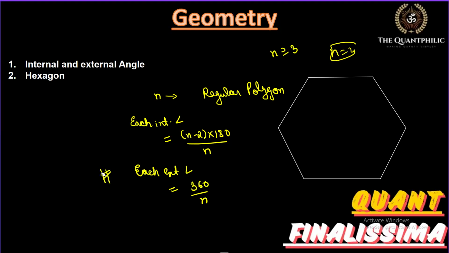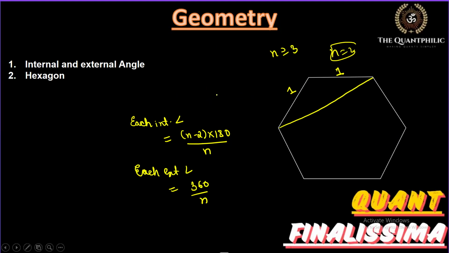Let's come to the hexagon now. One thing in the hexagon: suppose that this side is 1 and this side is 1, and you have been asked to find this diagonal length. This is the diagonal length. So how will you find it? This is a very important concept. The mock season has also started, so you must have already witnessed it in the mocks as well.